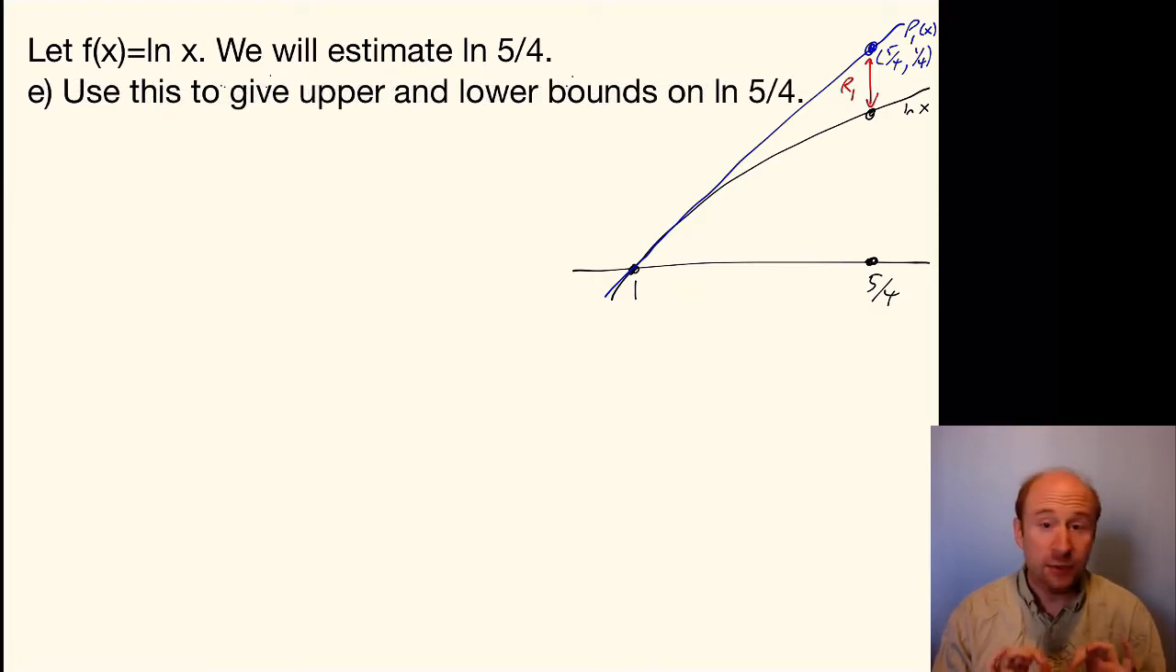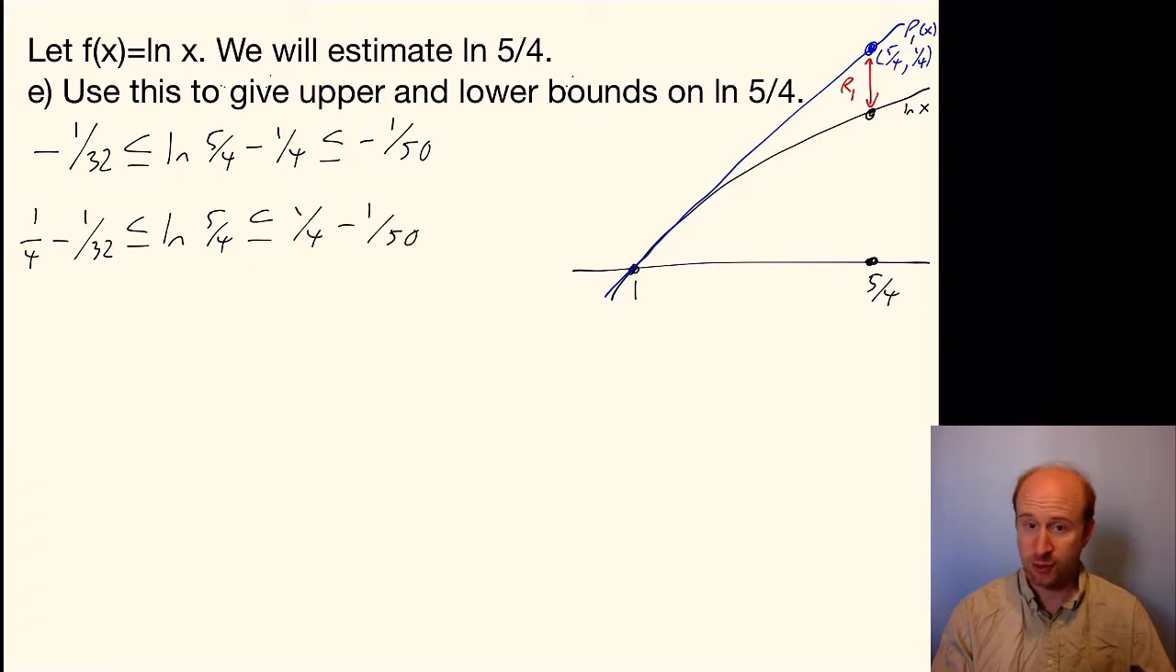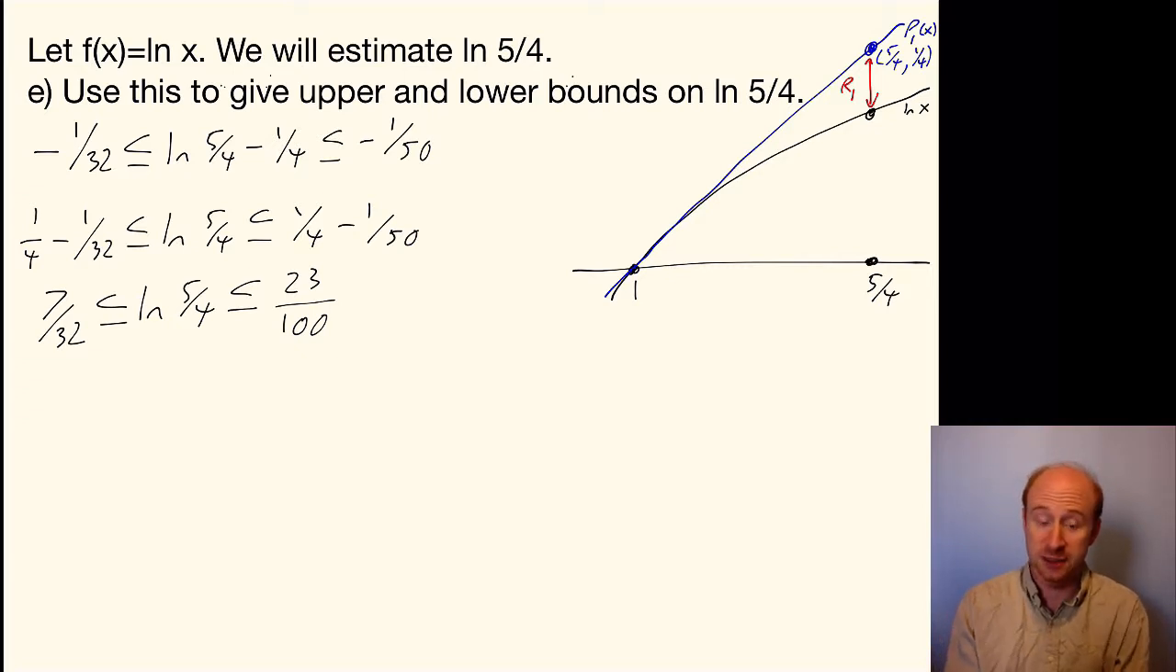Let's use that to answer a related question. What are upper and lower bounds on log of 5/4? We can actually get that from the previous statement just using algebra. So we said log of 5/4 minus 1/4, the error, is between negative 1 over 32 and negative 1 over 50. And then we can just add 1/4 to everything. So log of 5/4 is between 1/4 minus 1 over 32 and 1/4 minus 1 over 50. And then we can combine fractions to solve those. Log of 5/4 is between 7 over 32 and 23 over 100. And again, you can plug log of 5/4 into a calculator and check that it really is between these two values.